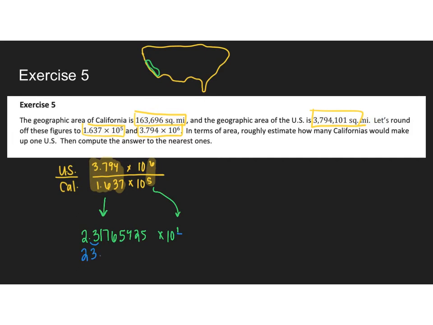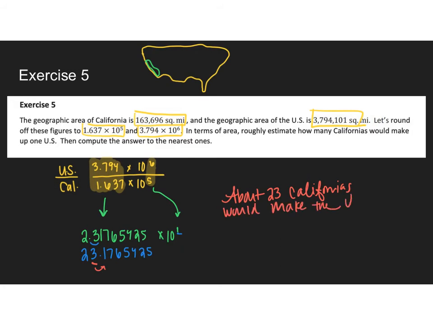So this is actually 23.1765425. And then my question told me to round to the nearest ones. That's my ones position, so I look back. That 1 is not going to make me round up. It's going to just stay at 23. So about 23 Californias would make the U.S. All right. Go ahead and make sure you have that down before we move on.